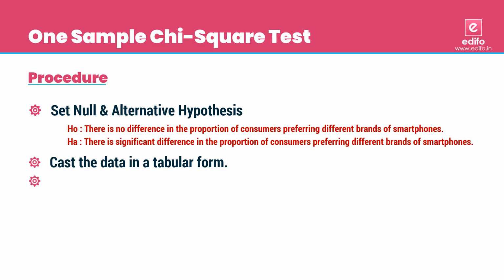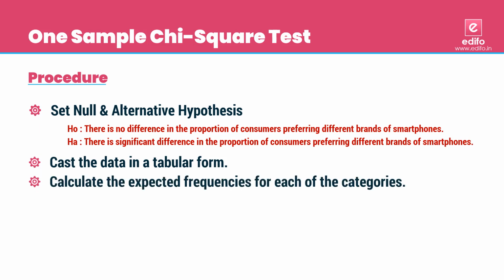The next is calculate the expected frequencies for each of the categories. That means the actual that we have with us is the data that we collected through questionnaires. Next, we are going to calculate the expected frequencies. We are going to apply an equation later in Microsoft Excel.